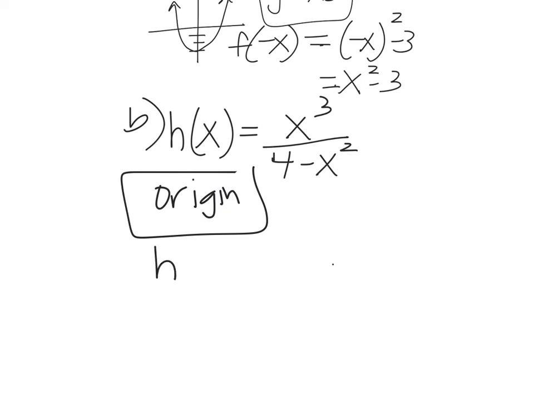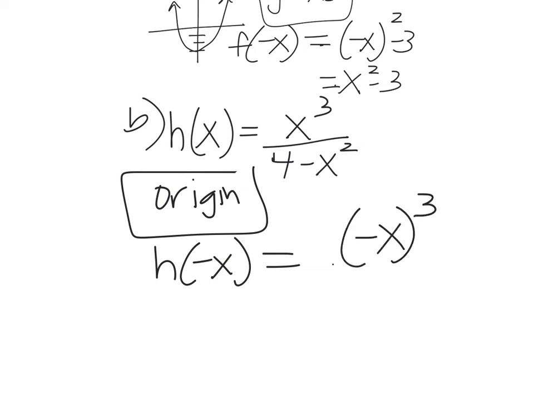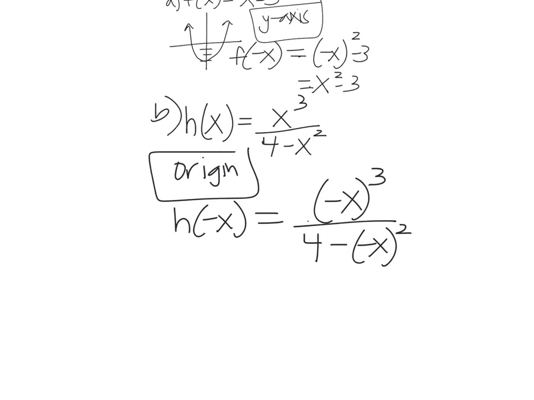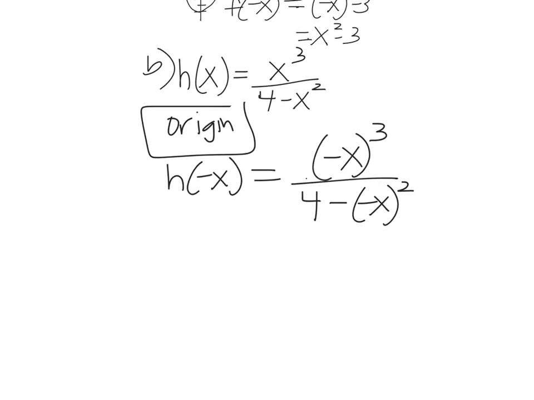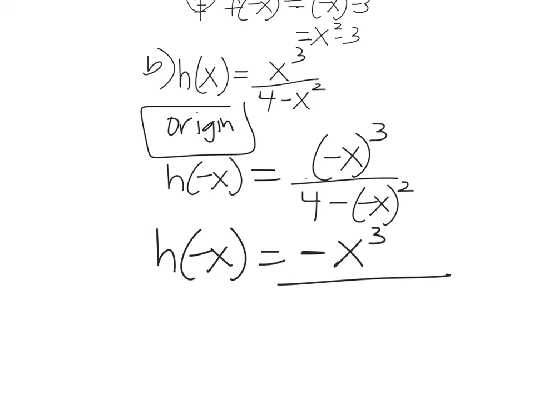So let's find out what h of negative x is. I would do negative x to the third over 4 minus negative x squared. Okay, supposing I didn't let you have your calculator, this is the way you'd have to do it. Negative x to the third is negative x to the third. Negative x squared is still x squared, and you think, well, those aren't opposite, but they are.